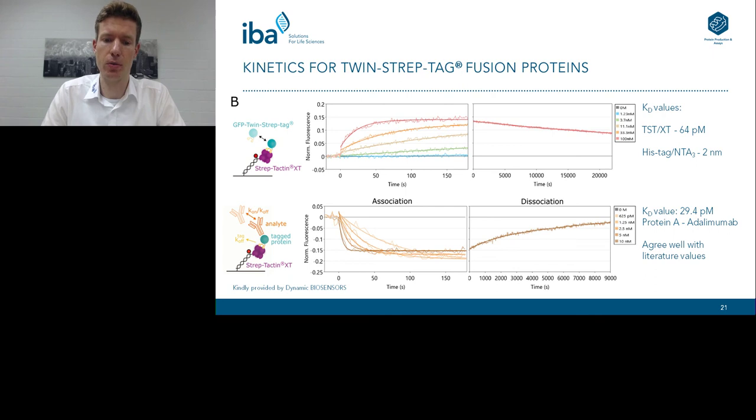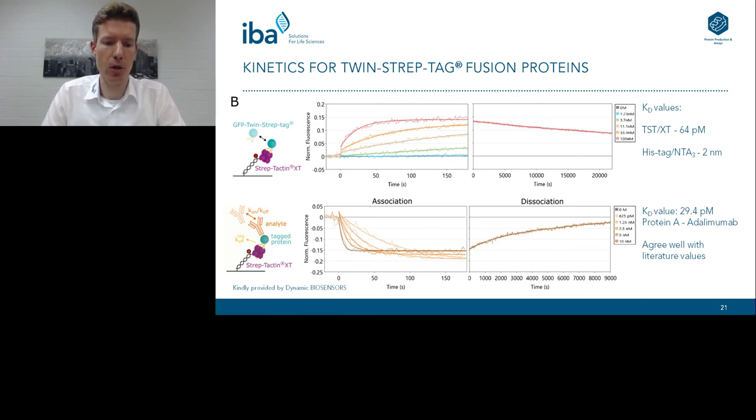And in contrast, when you measure the binding affinity of the his-tag nickel NTA binding with the same system, you achieve a binding affinity in the range of 2 nanomolar. So we have a significantly higher binding affinity for our system.